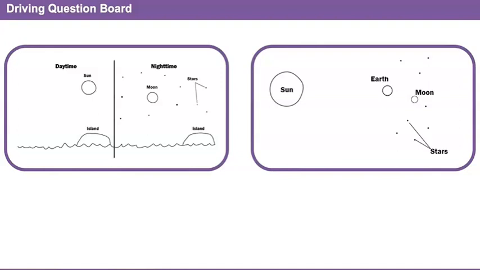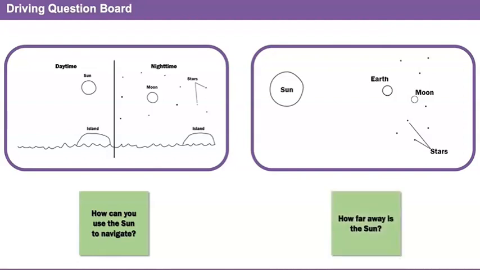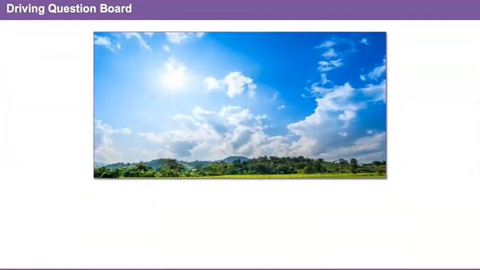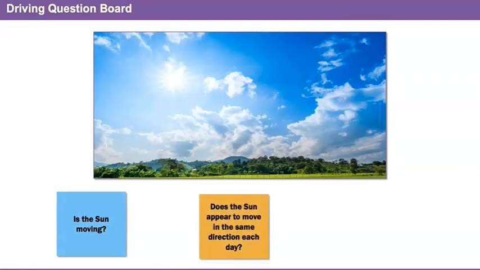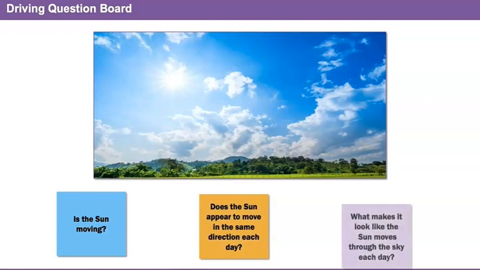I wonder about the Sun, and I have many questions. How can we use the Sun to navigate? And how far away is the Sun? Do you have other questions about the Sun? Look at this photograph. Have you ever noticed that you can see the Sun in different places in the sky throughout the day? Have you then wondered, is the Sun moving? If you notice the Sun's apparent movement, did you wonder, does the Sun appear to move in the same direction each day? I wonder, what makes it look like the Sun moves through the sky each day?